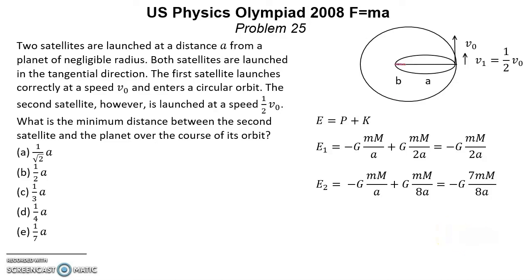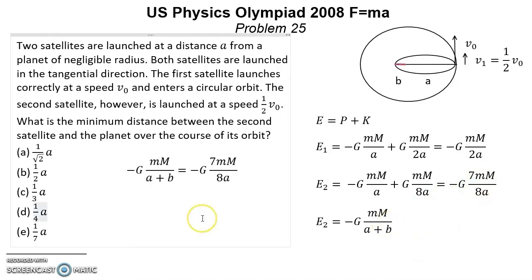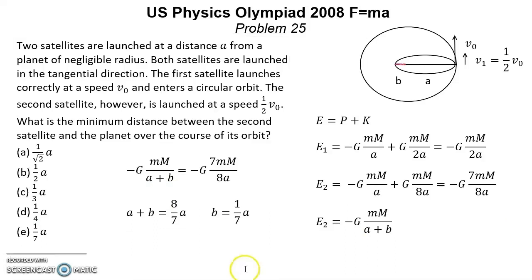But from the other hand, we know that this energy equals this expression. It's the same as this expression, but for the elliptical orbit. And now we can just equate this part and this part. Now after subtraction we have, and finally we can find that B is just equal to 1/7 A, our original radius. So that's the answer E.